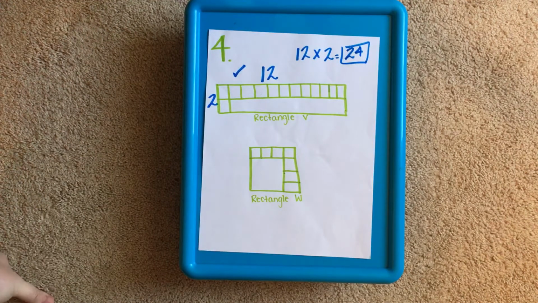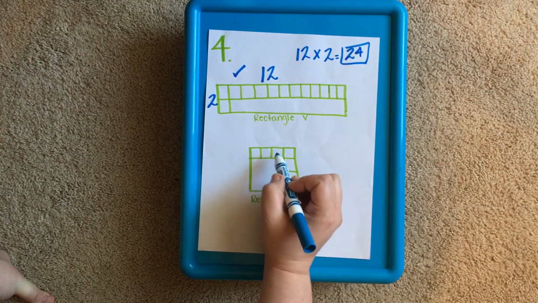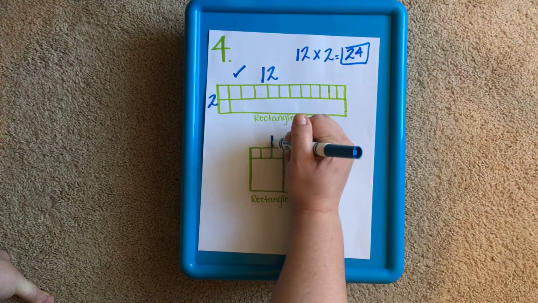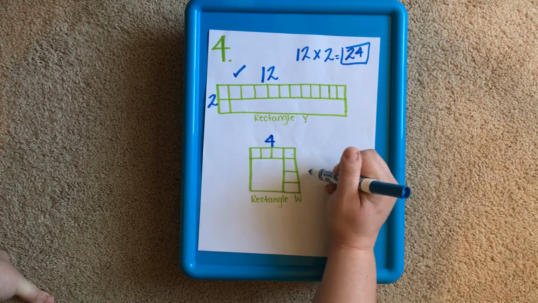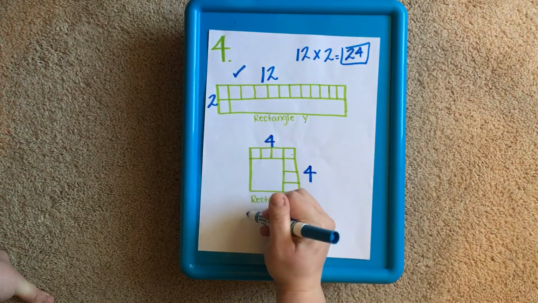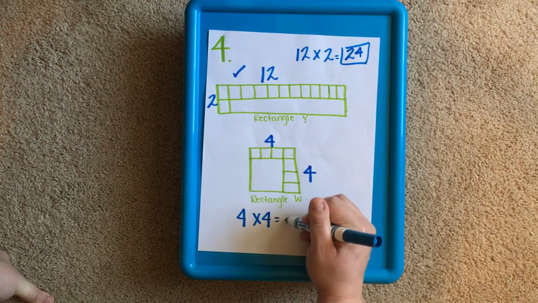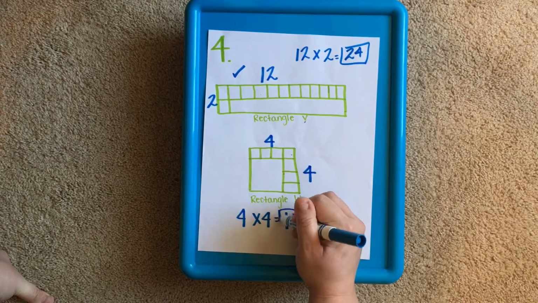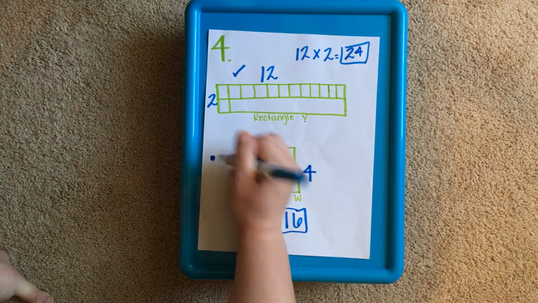And last but not least, rectangle W. Count. 1, 2, 3, 4. And then going down. 1, 2, 3, 4. All right. Then we're going to multiply. 4 times 4 equals 16. Okay? So 4 times 4 is 16. This one gets a maybe dot.